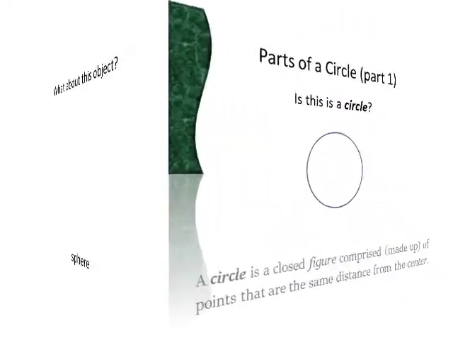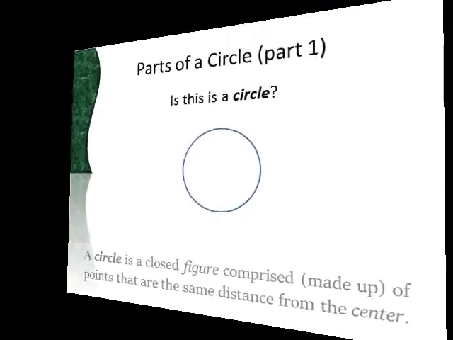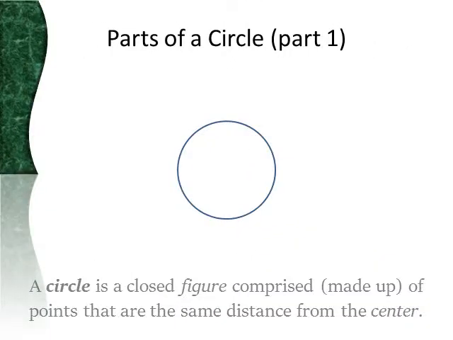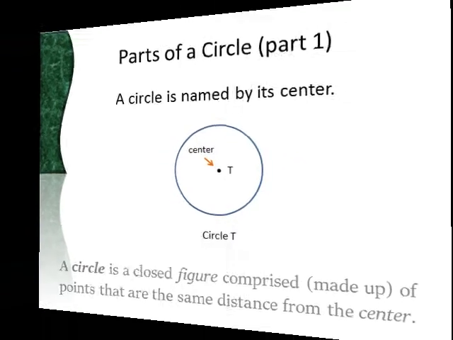Is this a circle? Well, it is a closed figure and two-dimensional. Let's explore a bit more. Every circle has a center, whether invisible or visible. Let's label this center point T. And since a circle is always named by its center, we will call this circle circle T.